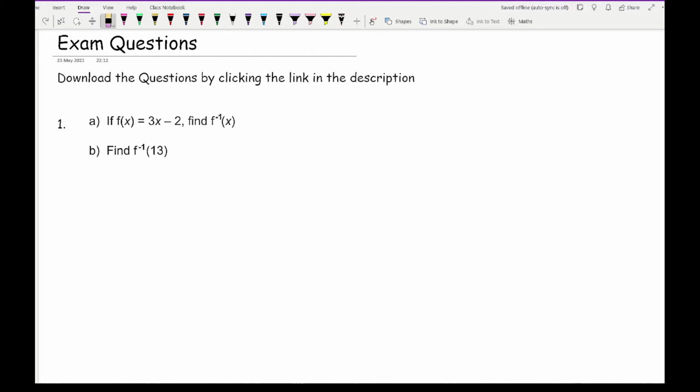So let's get started on question 1. It says if f of x equals 3x minus 2, find the inverse function. So for this, going through the steps, we want to make the equation equal to y, and then from this we want to make x the subject. So I take the y over, and then take the minus 2 over to make positive 2, and then get rid of the 3.